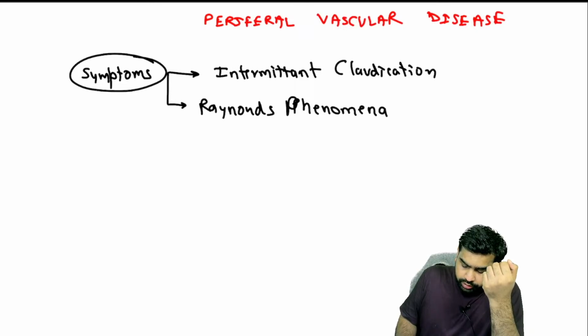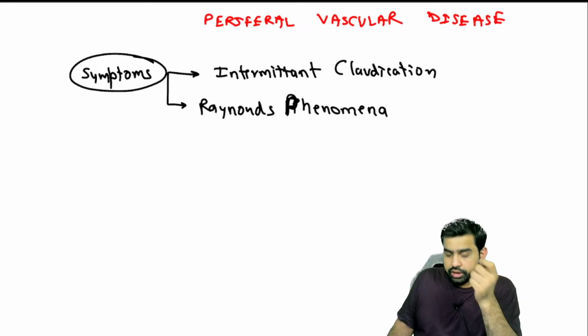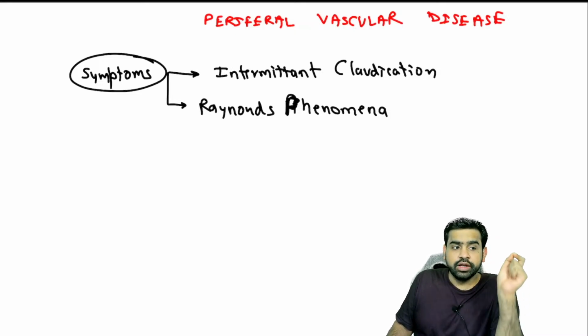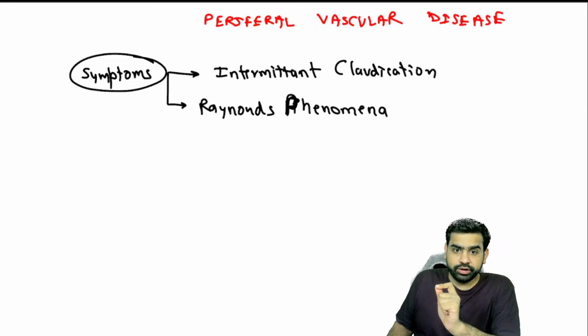Are you understanding my point? So the symptoms of these particular patients are the intermittent claudication and the Raynaud's phenomenon. These are the two important symptoms which you basically have in the peripheral vascular disease. I hope you are able to understand this particular point, guys.